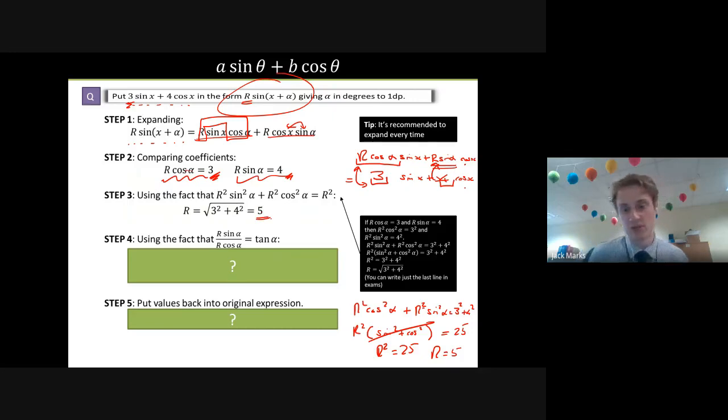Okay, we take just the positive value from this one. So you can just write the last line. Okay, so the stretch is a scale factor of 5. What else can we do?